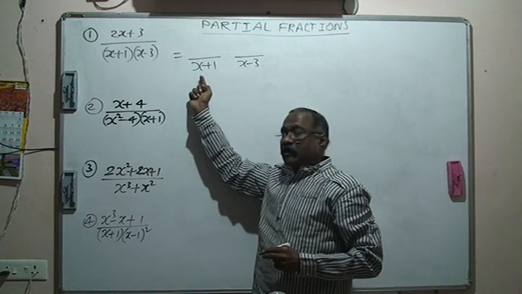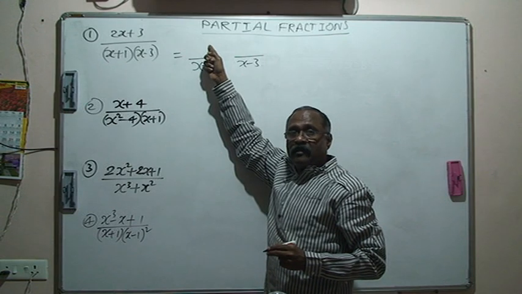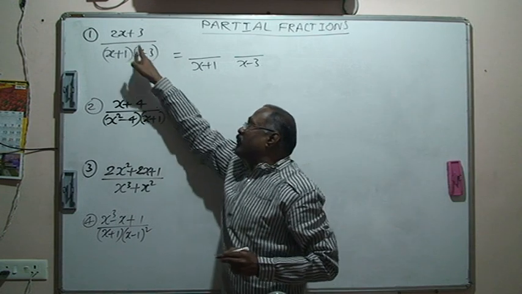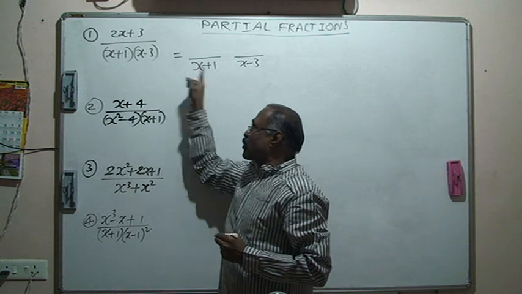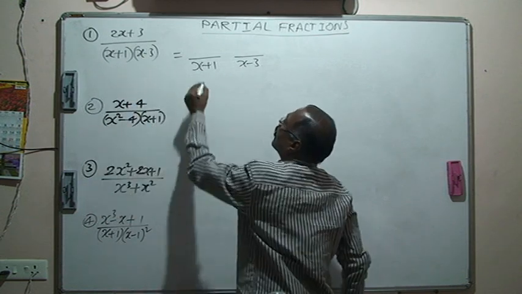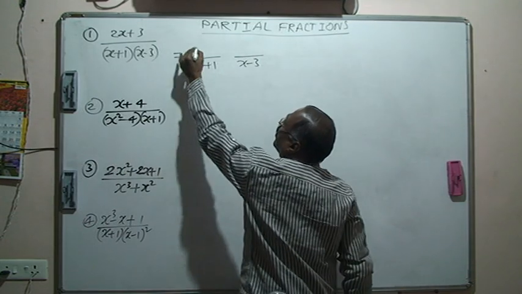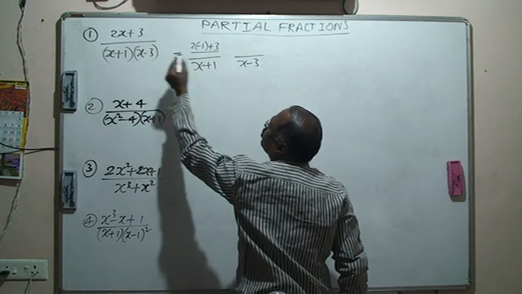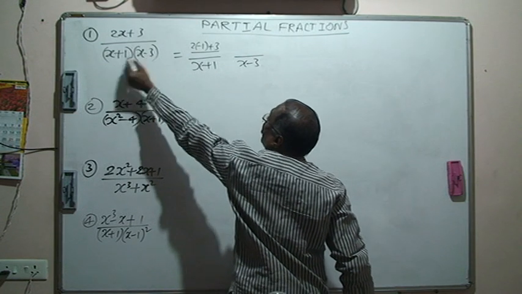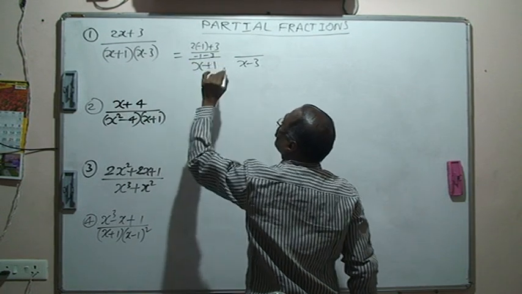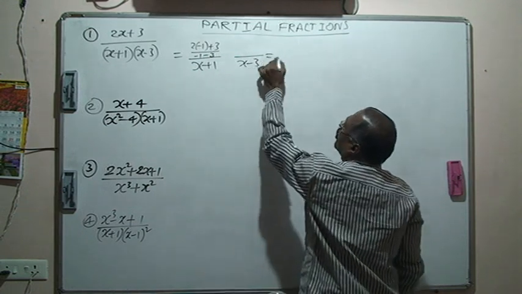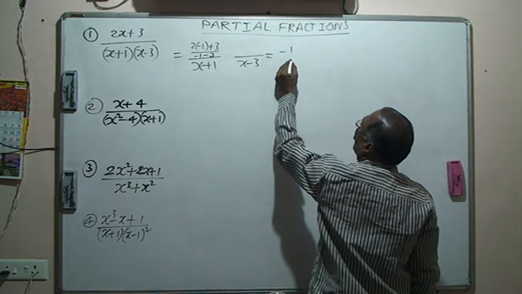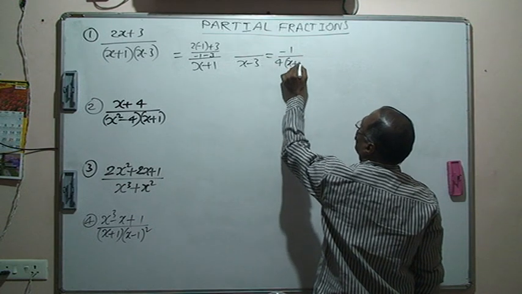This denominator is x plus 1. Our interest is to find the numerator for this one. So put x plus 1 equal to 0, everywhere but not there. Put x plus 1 equal to 0 means x is equal to minus 1. So write it there: 2 into minus 1 plus 3, divided by minus 1 minus 3. You should not write the x plus 1 factor here. Everywhere but not there. So minus 2 plus 3 is 1, by minus 4. So minus 1 by 4 into x plus 1.